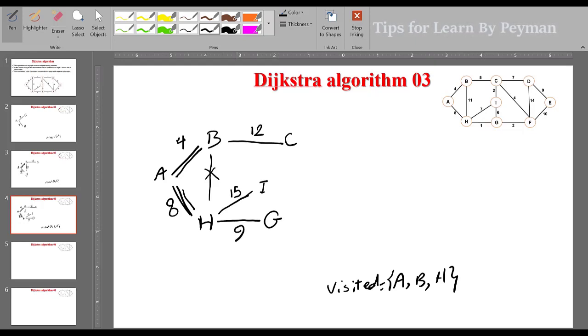Okay, so let's see what choices we have. We have 9, 15, 12. And the 9, in fact G, is our next choice. We open this path, then this path, and now we have this path here.